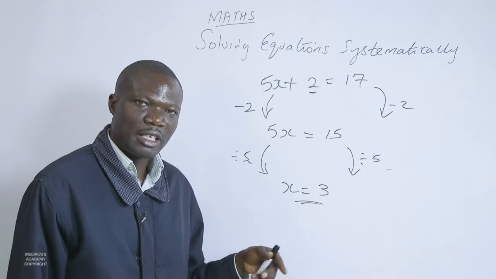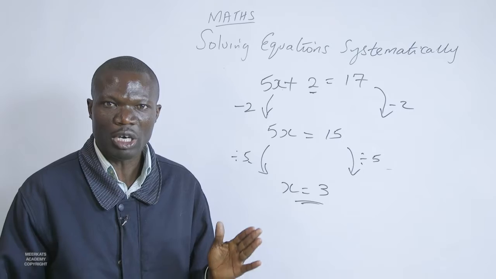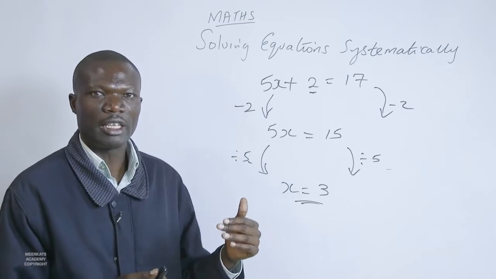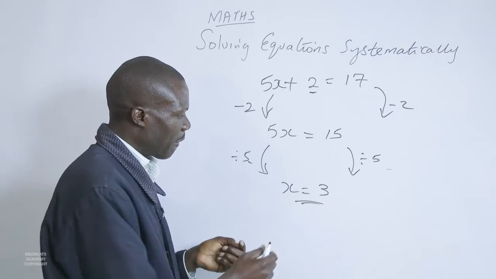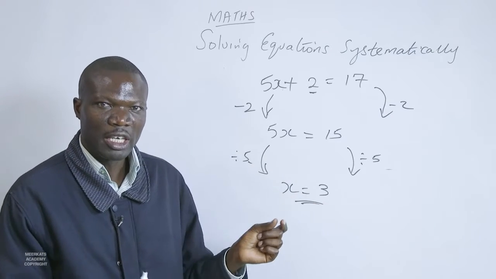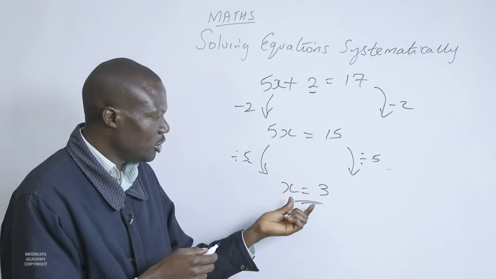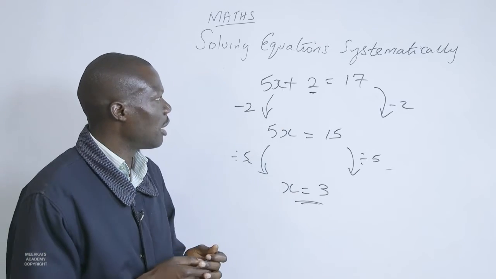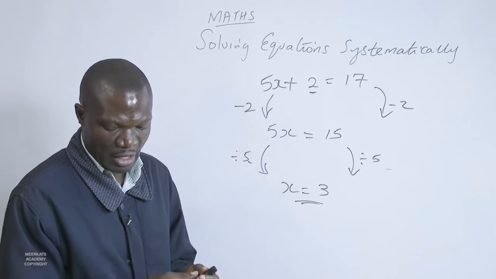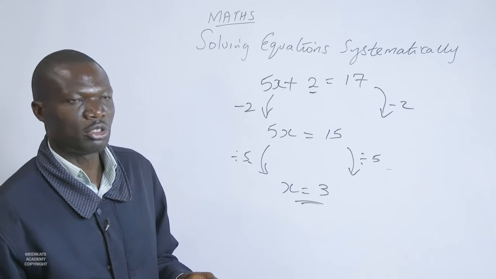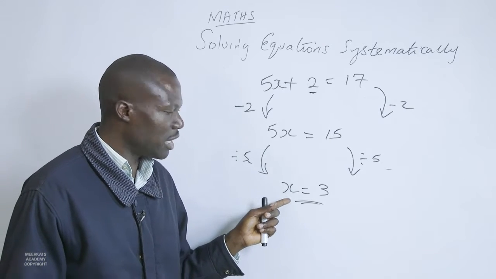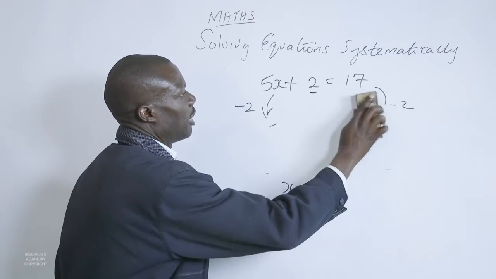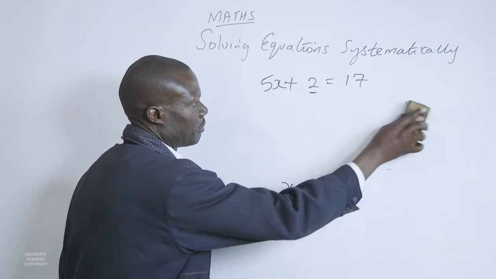Now, a solution can always be checked by substituting the value into its original equation. When I say that, we have the solution here of x = 3. It can always be checked by substituting this in the original equation. The original equation that we have is 5x + 2 = 17, and the solution we have is x = 3. Let us substitute and see what we get.